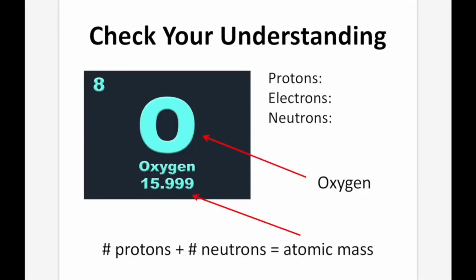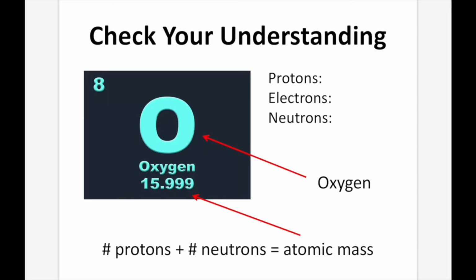Check your understanding. So pause the video and figure out the number of protons, electrons, and neutrons for oxygen. Well, we know the number of protons can equal the atomic number. So that's going to be 8. We can see the atomic number right there. The number of electrons is going to equal the number of protons in this neutral atom, so we're going to say 8. And then the number of neutrons is going to equal the mass minus the number of protons, and that's going to be 16, rounded up from 15.99, minus 8, and that equals 8.